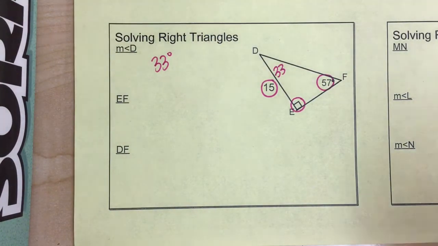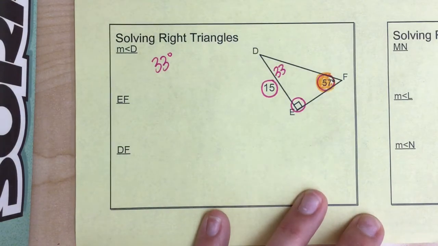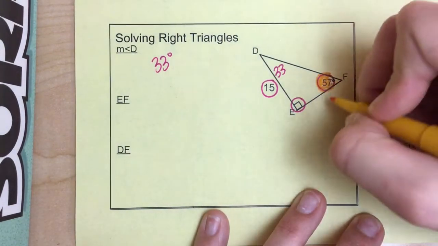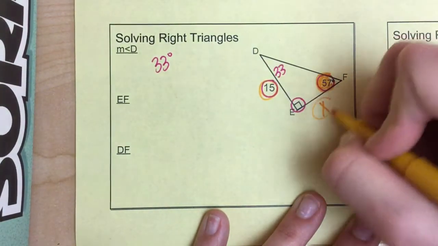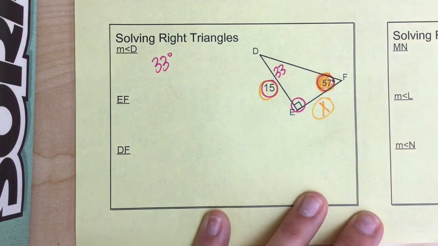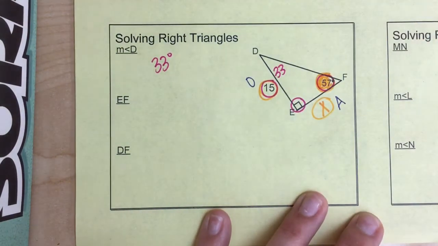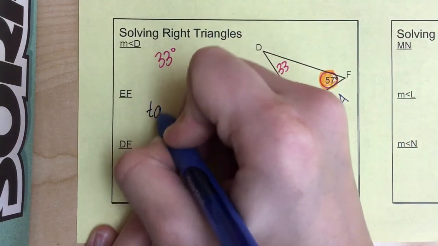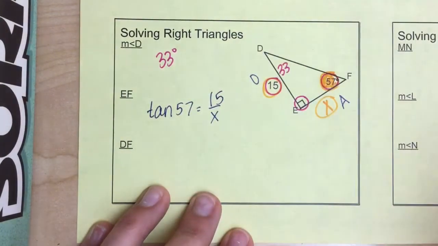Now to move on to my trig function, I'm gonna go ahead and use this 57, because again, I know it's right, so I'm gonna use the angle that I know is accurate. I'm gonna find EF first, so I'm just gonna call that X, and I'm gonna use 15. So those are the three pieces that I'm using. If I identify my opposite, adjacent, hypotenuse, here's my angle, here's my opposite, here's my adjacent. So I'm gonna use a tangent. So I have tangent of 57 equals 15 over X.